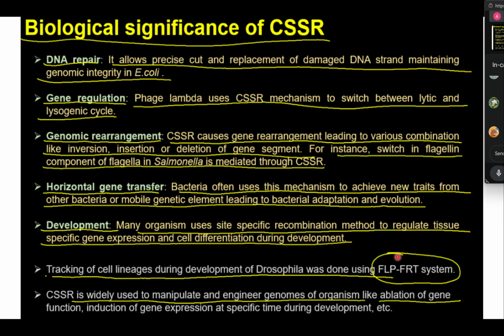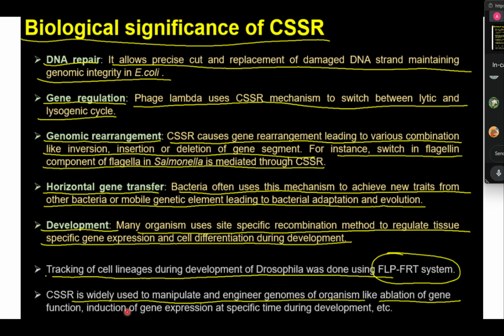And when the recombination occurs, you can have a particular protein such as GFP being activated, and you can trace whichever cells there is recombination and track them. And CSSR are used to manipulate and engineer genomes of organisms, like ablation of genes using Cre-loxP. Using Cre-loxP again, you use a different form of Cre, which is Cre-ERT2, which is Cre fused to a modified estrogen receptor that can be activated with a synthetic ligand called tamoxifen, and you can choose when the recombination happens.